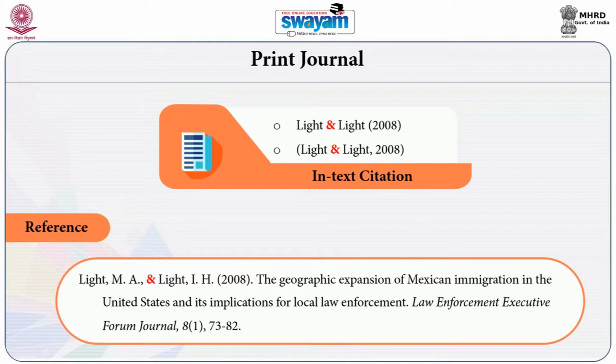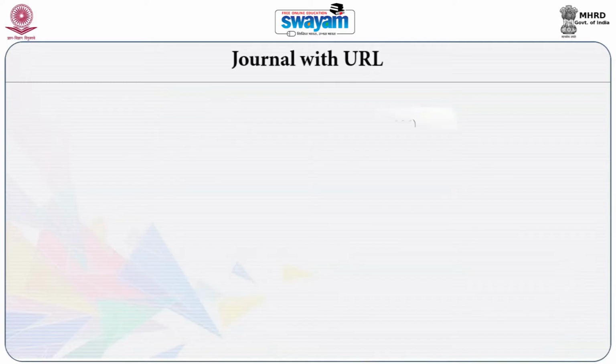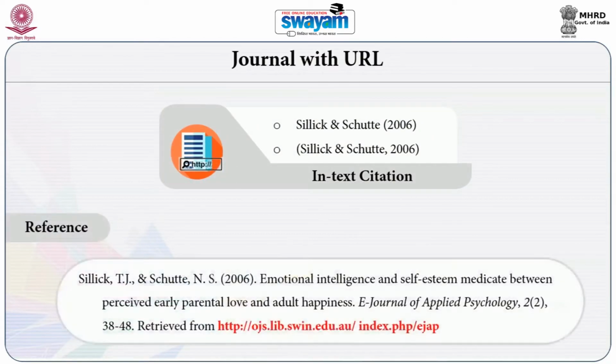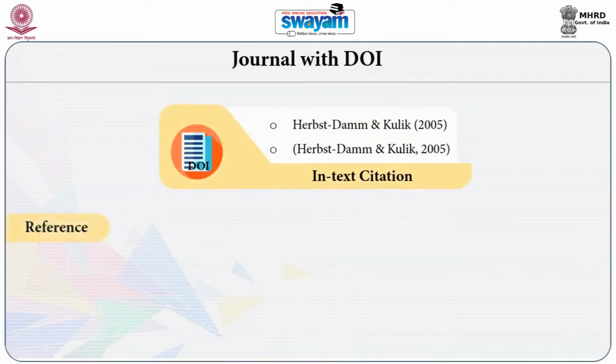Note that the first letter is a capital and the rest of the words are in small case, followed by a period. The name of the journal is in italics, followed by a comma, and the volume in italics. The issue is in parentheses or round brackets, then the page range, and again ended with a period.